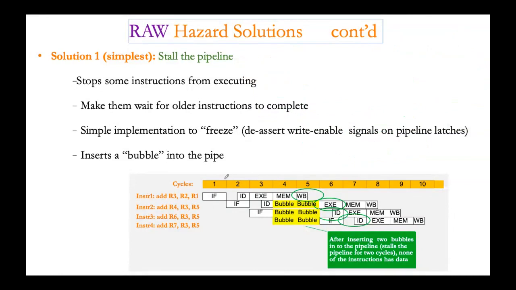So if you see here, in the first cycle, the first instruction is entered. In the second cycle, your first instruction enters the ID stage, and your second instruction enters the instruction fetching stage. In the third cycle, your first instruction enters the execution stage, because as we know, let me just recall the diagrams for you.